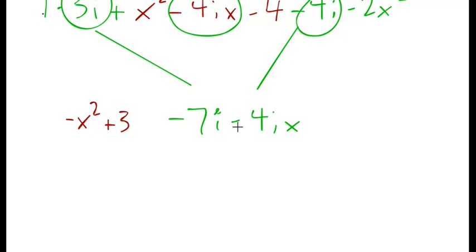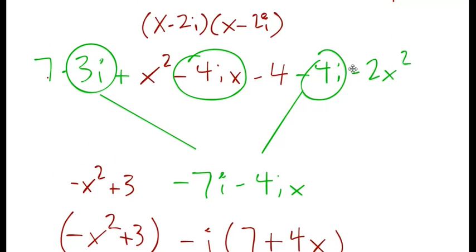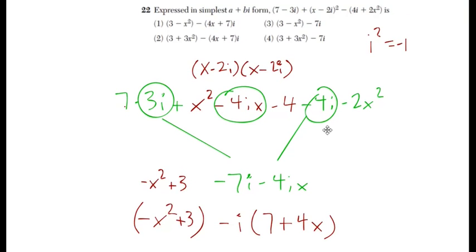So that's why we want to take this and factor out an i. If I take that, we get -x squared plus 3. And then, let's see, we factored out. I guess we could pull out a negative i, we get 7 plus 4x. And this -x squared plus 3 is just 3 minus x squared.